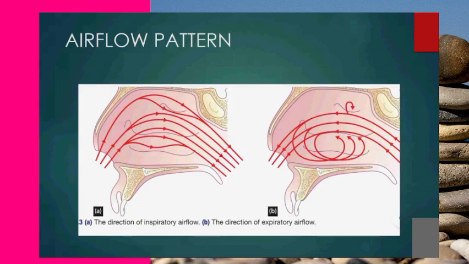Because of the turbulence, the inspired air can reach all the crevices of the nasal cavity, so that an effective filtration is done and an effective humidification happens. The same thing happens in the expiratory flow. What happens extra in the expiratory flow is there will be formation of eddy currents in the floor of the nasal cavity. So this you should know in physiology.